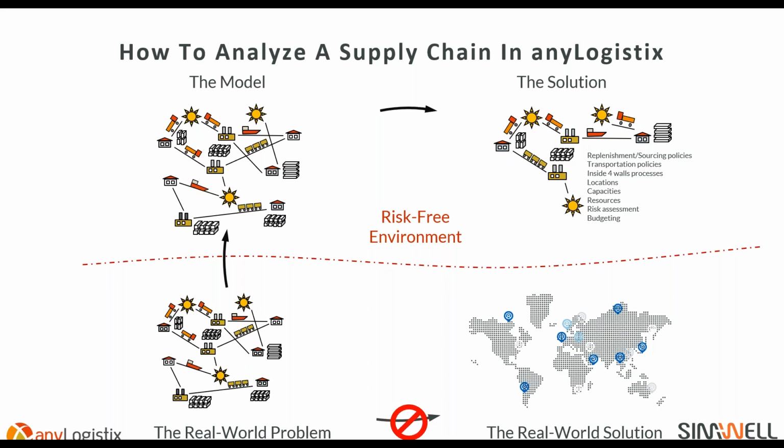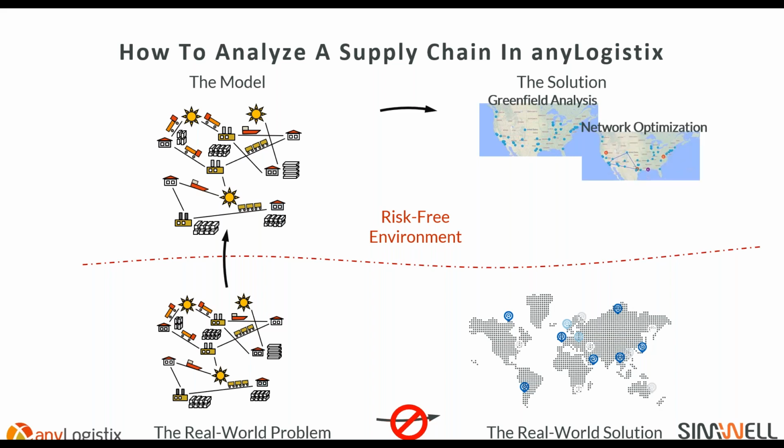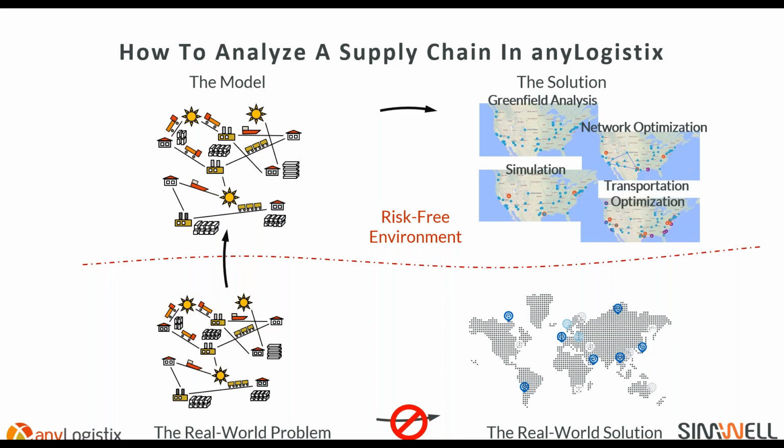Now, today, Alex is going to show you how to do this inside of anyLogistix. He's going to start at a very strategic level by doing a greenfield analysis. Once he creates a greenfield analysis with a single click, he'll move into a network optimization model to help find the most profitable way to service customers. And from network optimization, he'll do one click into a simulation model. With that simulation model, he'll be able to look at how a supply chain will perform over time and compare different scenarios. And then finally, he'll do a transportation optimization model.